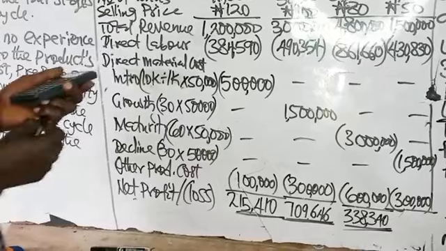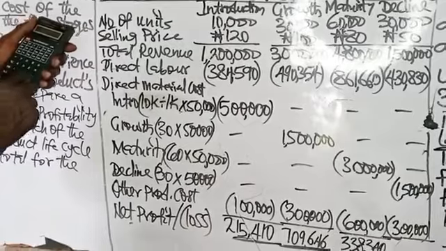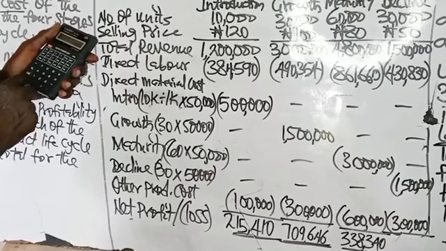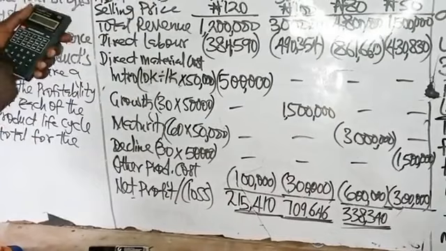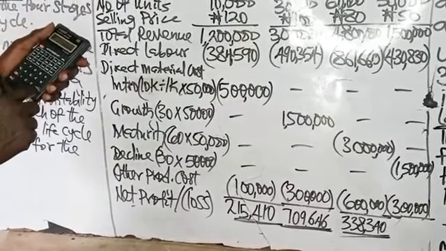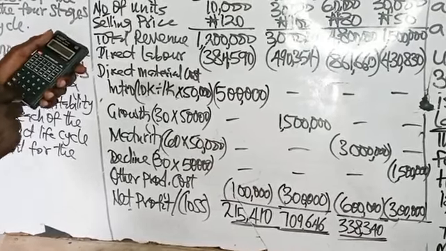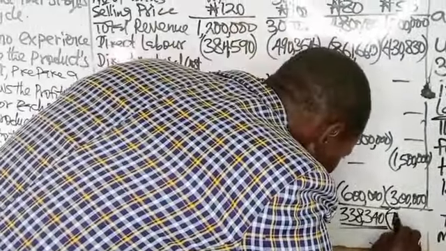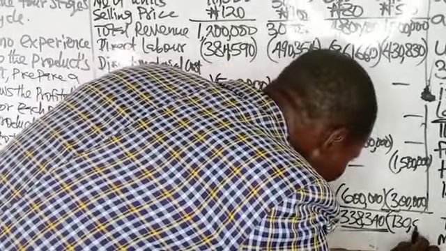Then for decline stage, 1.5 million minus 430,830 minus 1.5 million minus 300,000. Then a loss of 730,830.